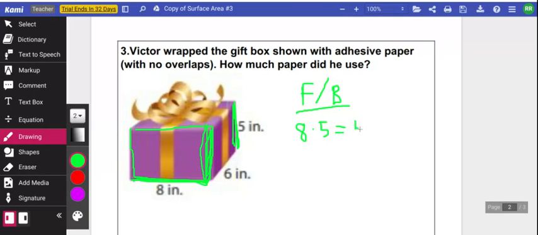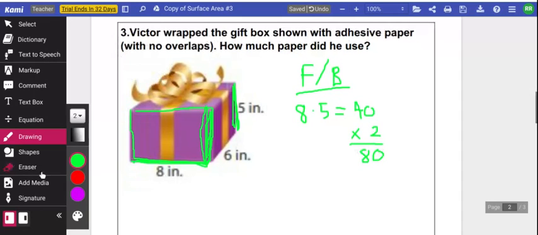And so 8 times 5 would be 40, right? So I have a 40 square inch rectangle in the front and a 40 square inch rectangle in the back. So I could do 40 times 2, and that would give me 80 square inches.